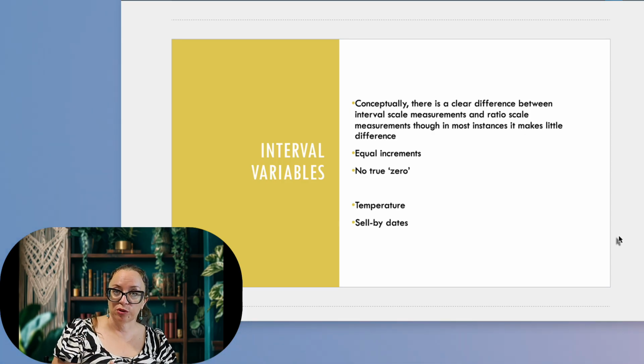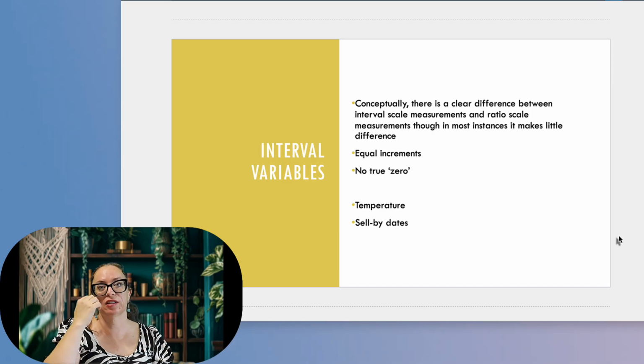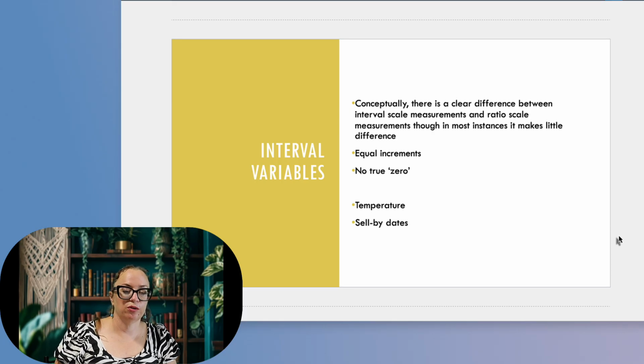So interval variables are on a number line with equal distances in between them. The first bit that I have here is about the difference between interval and ratio scales. We're going to talk about ratio scales next, so just keep in mind that interval and ratio variables are almost identical in function. For our class, we're going to treat them entirely the same. Statistics treats them entirely the same, but we're here to talk about the conceptual difference between the two, okay?